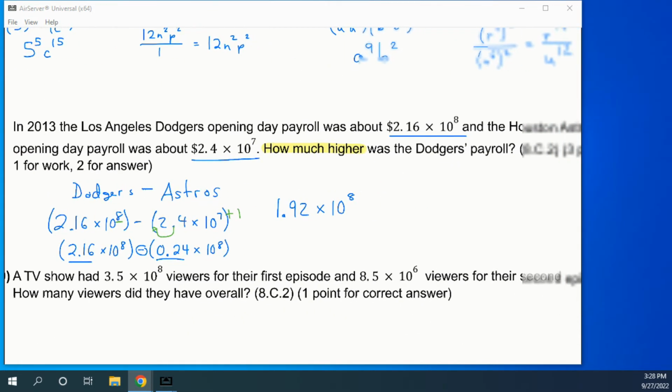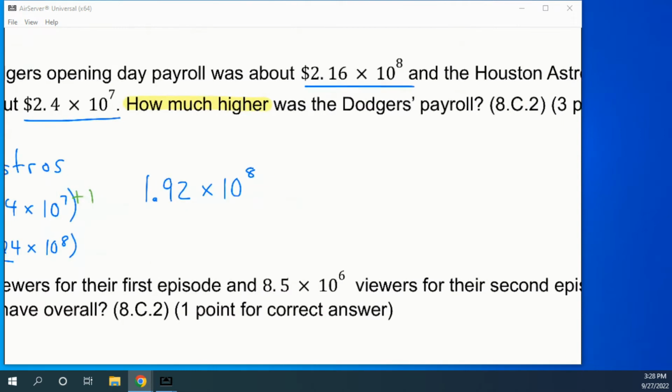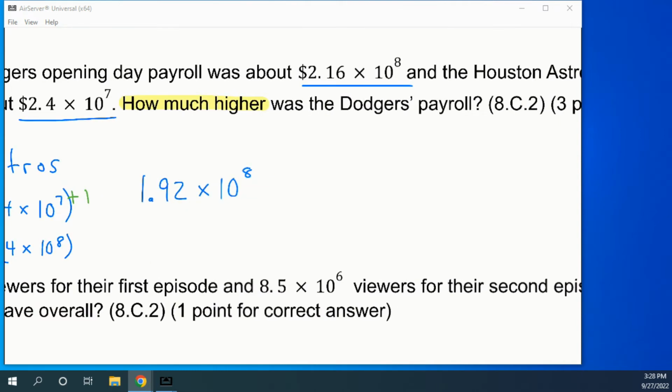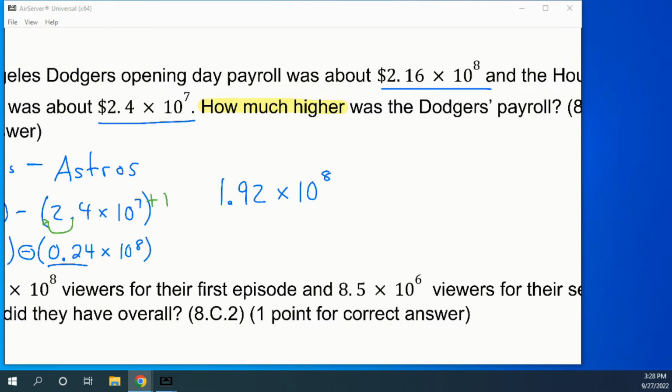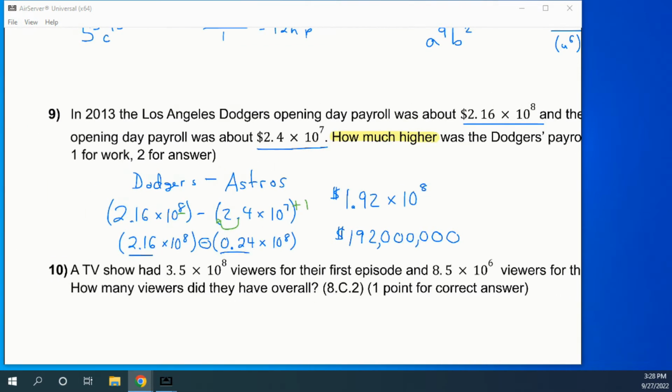All right. It doesn't say what form we have to put this in. This would also be acceptable if you had 192. I believe that that's right, 192 million. Okay, $192 million. So that's what I have for number 9.